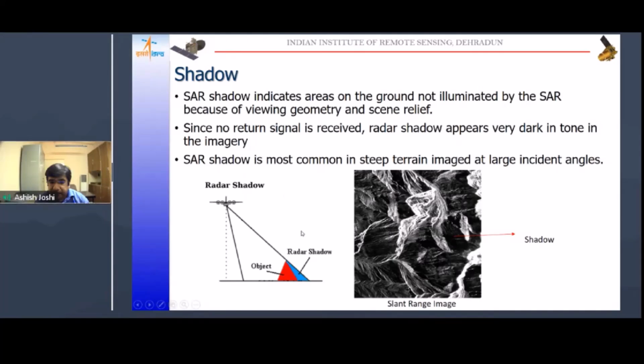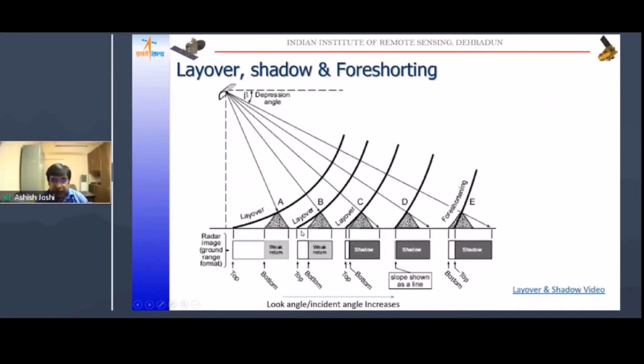Okay, so these areas where the SAR energy cannot go are called the shadow areas. Foreshortening: towards the near range, we have the higher layover. As we go from near to far range, the layover is decreasing and foreshortening is increasing.